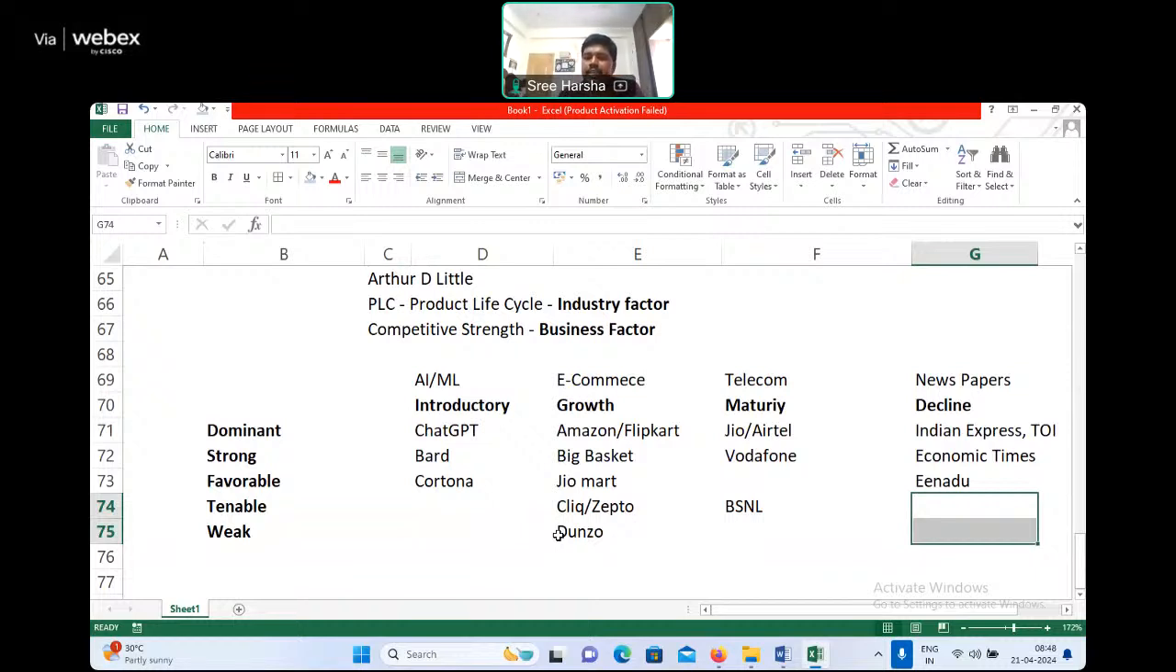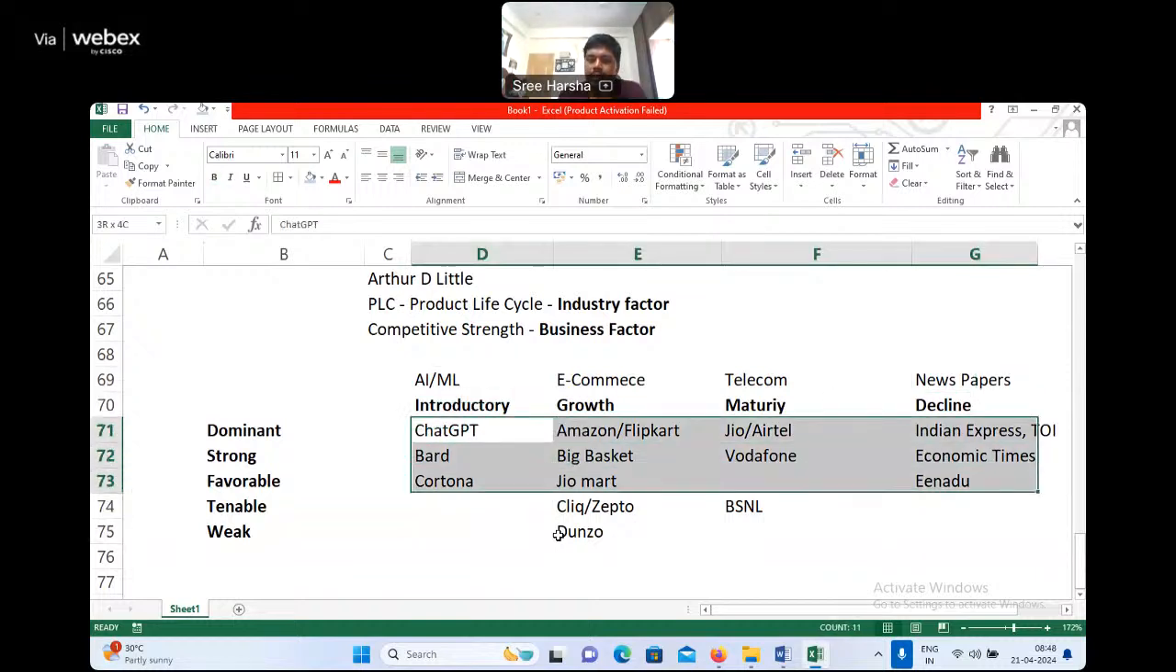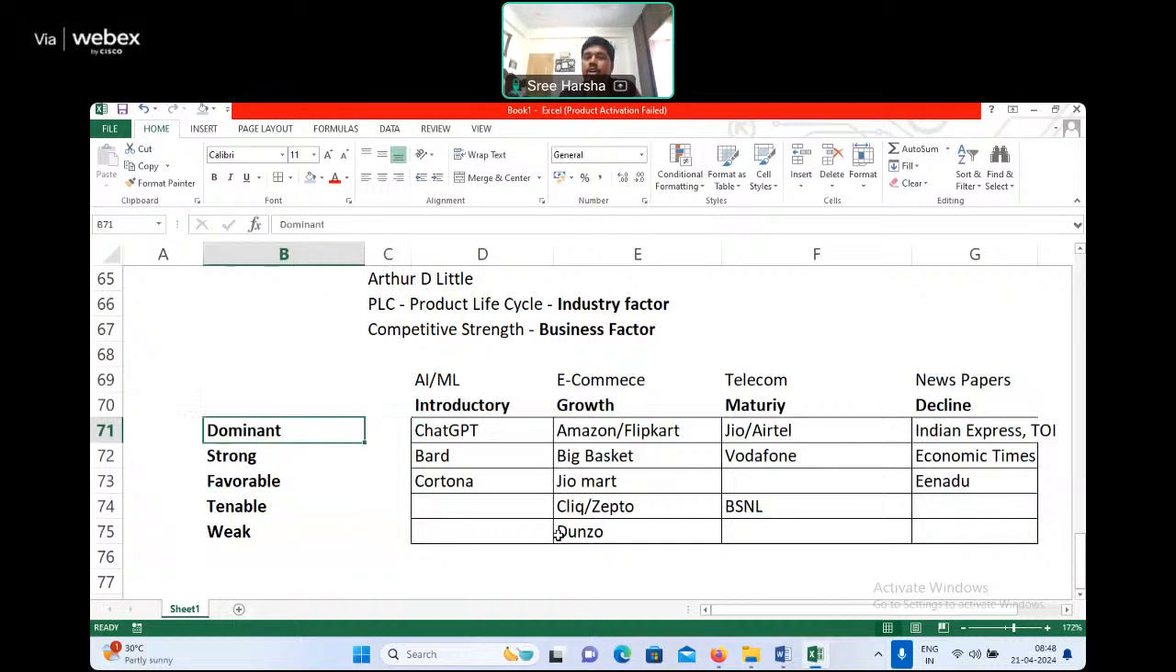So this matrix basically says, based on your product life cycle and your competitive strength, understand where exactly you are. For example, let us take Domino's. Domino's is in a growth industry. Pizza is a growing industry, and it is in a dominant position in pizza. When you are dominant in a growth industry, keep investing more. But at the same time, let us take Docomo. Docomo is in a weak stage in a matured industry. So better to divest.